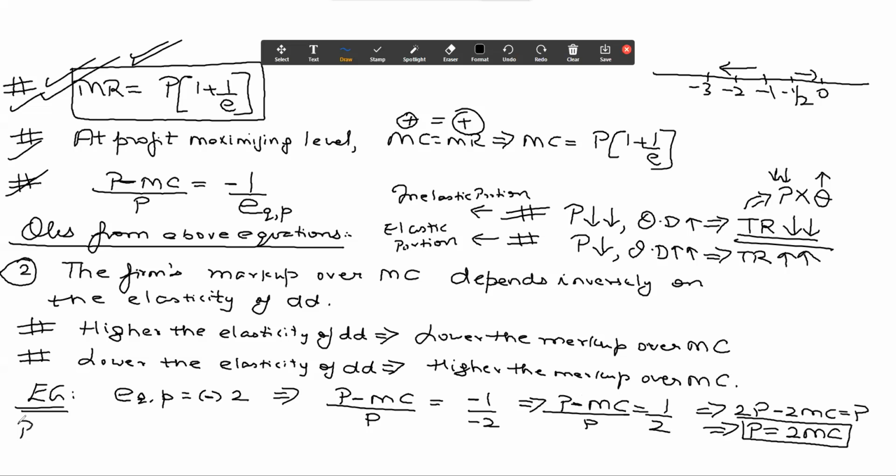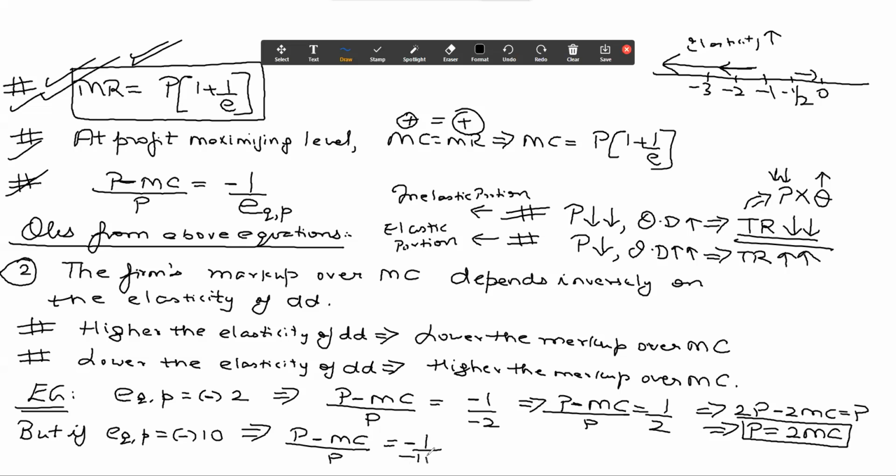But if my EQP is -10, -10 means it has become even more elastic. Remember, as you are moving away from -1 towards the left, in this direction, elasticity is increasing. It's becoming more elastic.